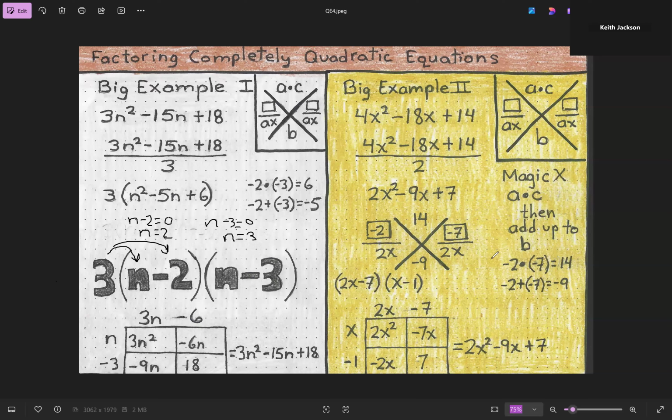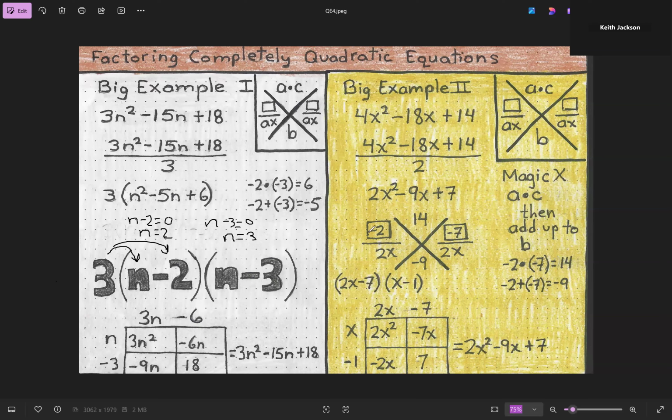And so those two numbers, by the way, are a negative 2 and a negative 7, because a negative 2 times a negative 7 will give me a positive 14 that you see up here, and a negative 2 plus a negative 7 will give us a negative 9 that you see right here. And so those are the two factors we're going to work with, and I'm going to put that negative 2 right here above this 2x, and then I'm going to put this negative 7 above this 2x over here, and we're going to work our magic.